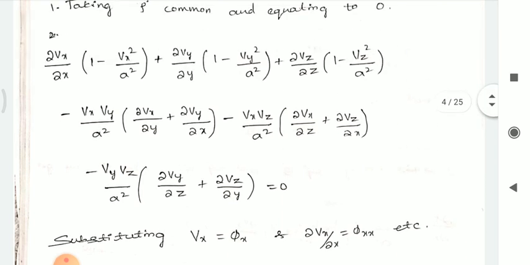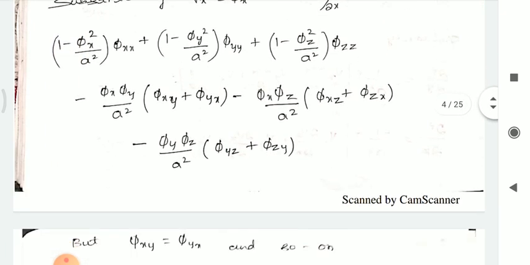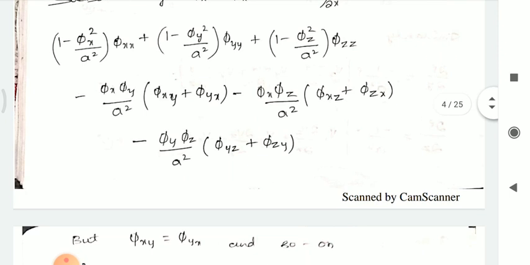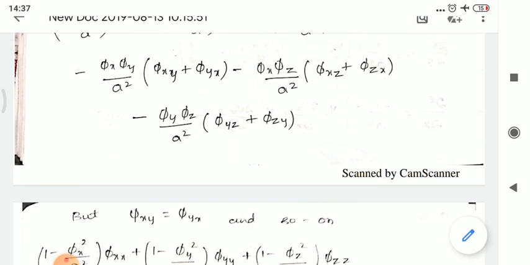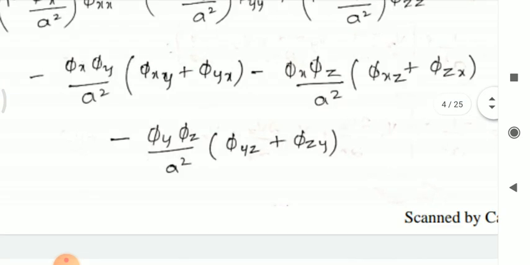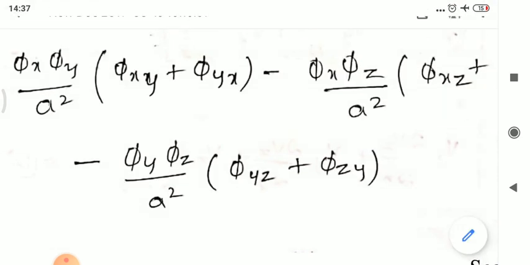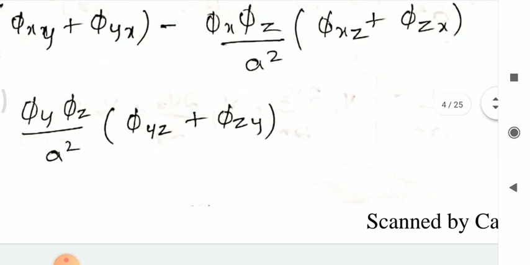So this particular equation, substituting in terms of phi, we'll have this particular equation: (1 − φx²/a²) φxx + (1 − φy²/a²) φyy + (1 − φz²/a²) φzz. Fine. And then the cross terms xy and yx, xz and zx, yz and zy. So next we will equate φxy equals φyx and so on. Here this particular term, φxy equals φyx, φxz equals φzx, and then φyz equals φzy.